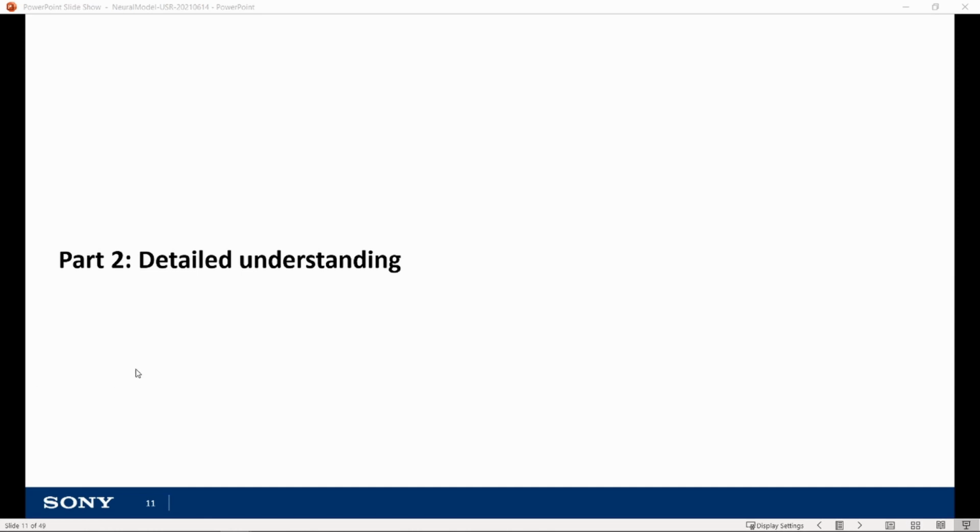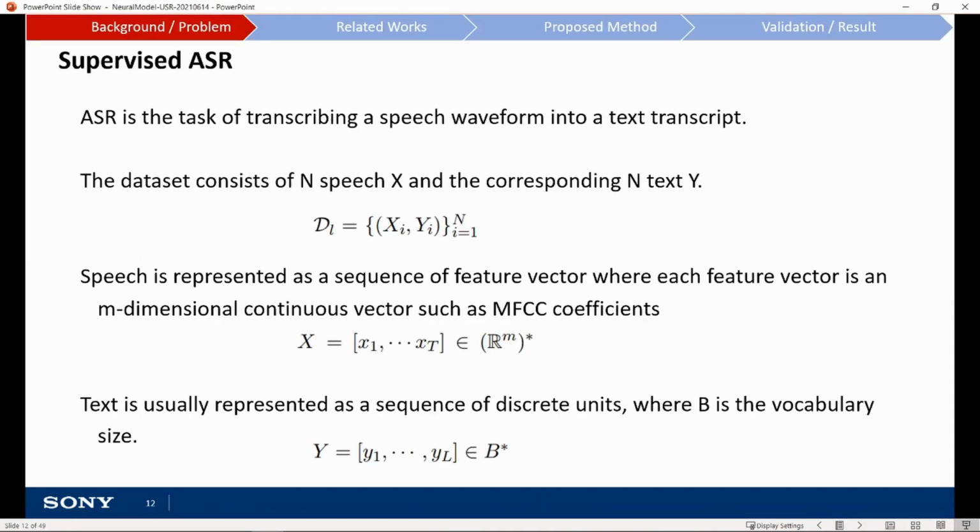So now I'll go into the detailed working of this model. Before going into the details, I'll briefly review the background of automatic speech recognition. As this is not the main focus here, and also due to my limited familiarity with this model, I will be rather brief with the background. So automatic speech recognition is the task of transcribing speech waveform into a text transcript.